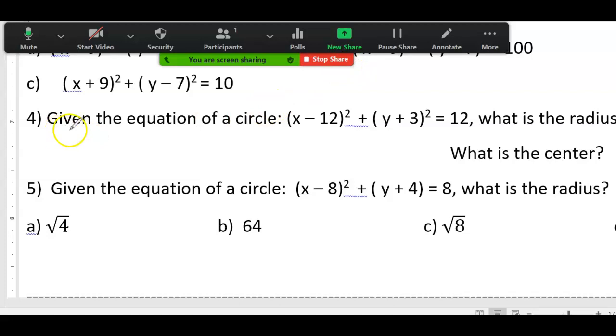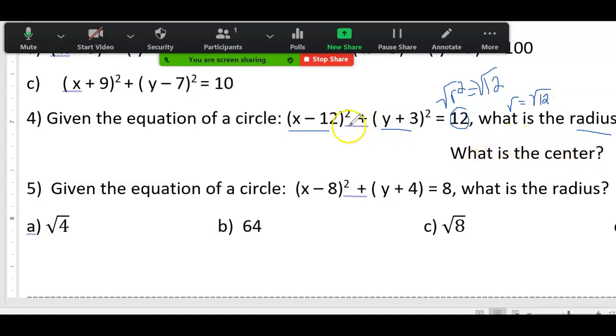Let's look at number 4. It says, given the equation of the circle, x minus 12 squared plus y plus 3 squared equals 12, what is the radius? So look at 12. Remember, my radius squared is 12. My radius is not 12. The radius squared is 12. So to find the radius, you have to square root both sides. So my radius is the square root of 12.